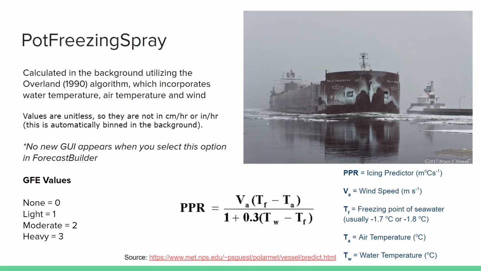The values are unitless, so they are not in centimeters per hour or inches per hour. They're binned into none, light, moderate, or heavy freezing spray, 0, 1, 2, or 3. No new GUI pops up with this. It's all calculated in the background and binned in the background.